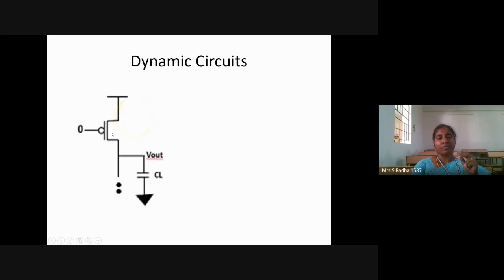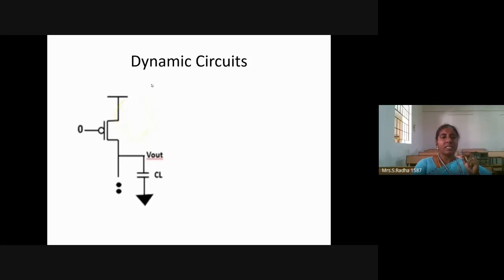Now, whenever there is a complement, the number of NMOS transistors and the number of PMOS transistors will be equal. For example, a NAND gate uses 2 NMOS and 2 PMOS. A NOR gate uses 2 NMOS and 2 PMOS. Last week we did AB plus CD whole bar: 4 NMOS, so 4 PMOS we will be using.